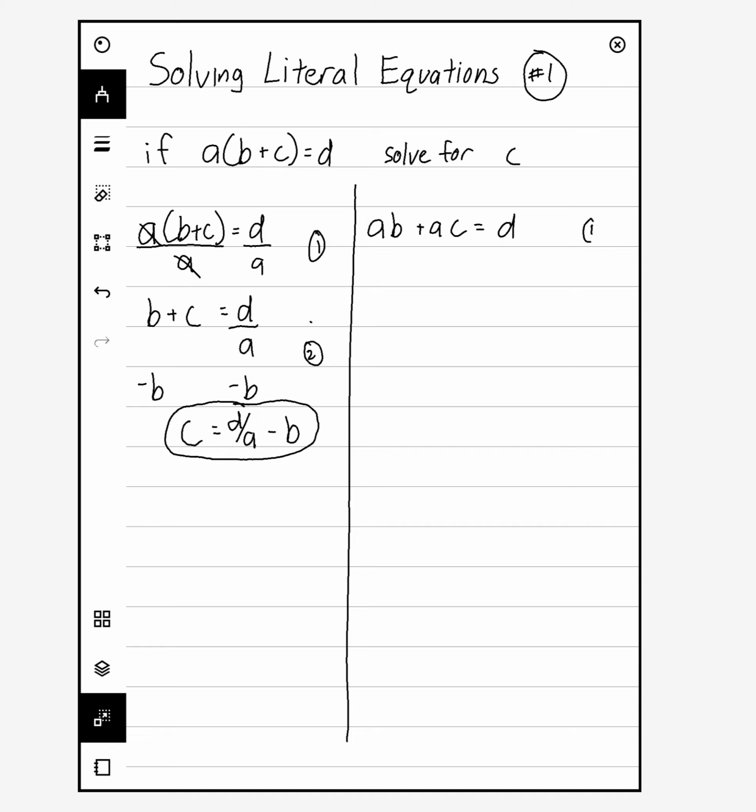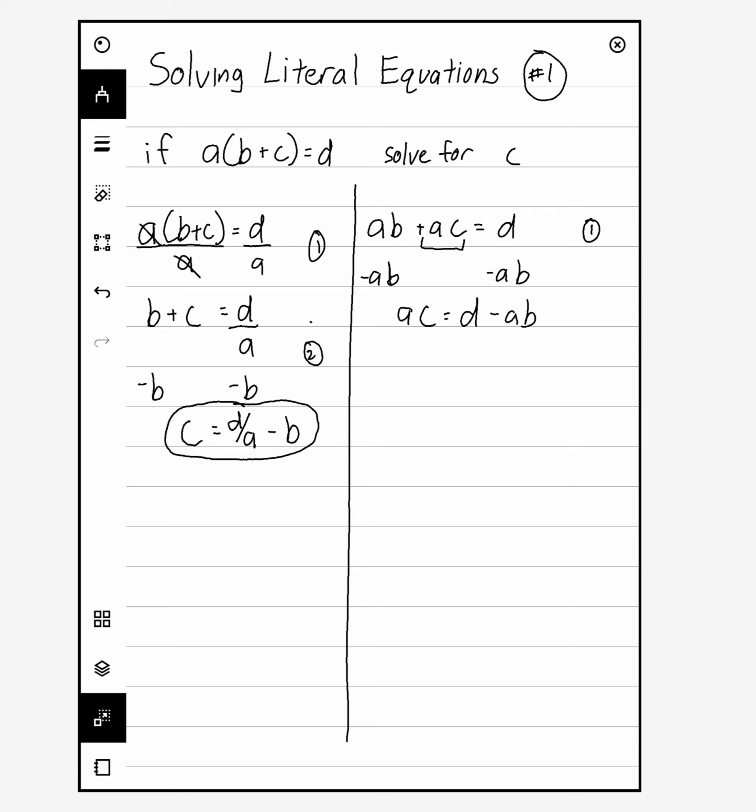Okay, so step 1, multiply the A with the B plus the C. So AB plus AC is equal to D. Now, since we're looking for the C, let's isolate. Let's just leave this guy all alone. So let's subtract AB, and on this side as well, AB. Then we're just left with AC is equal to D minus AB.